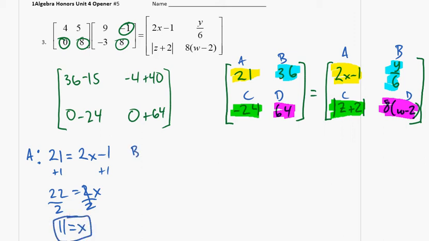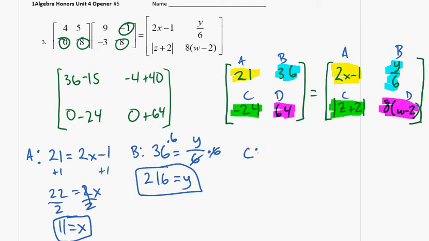Let's solve equation B. 36 is equal to y divided by 6, so I'll just multiply both sides by 6. And I'm going to cheat and use the calculator. 36 times 6 is 216 for y.